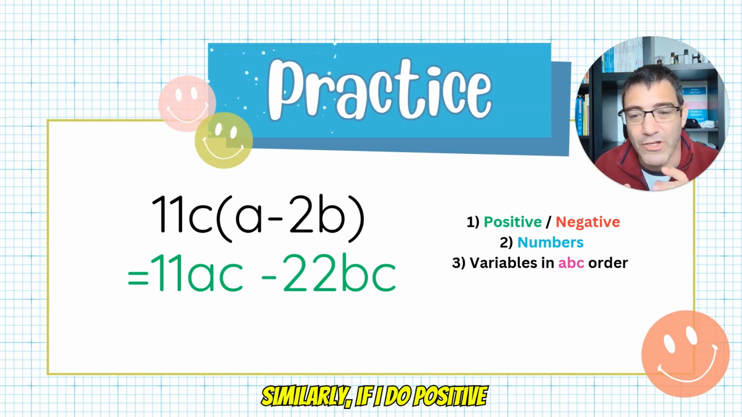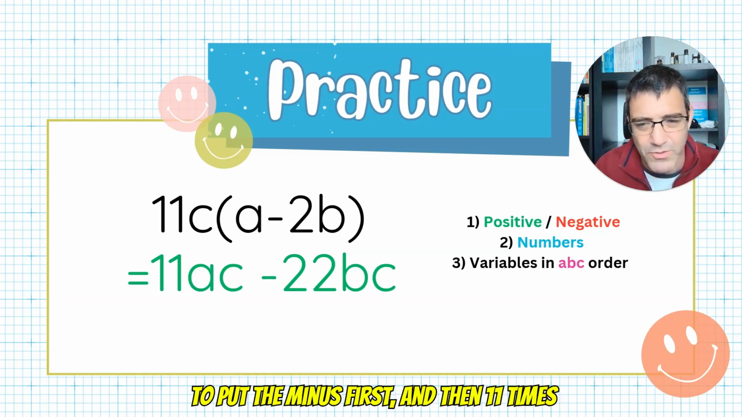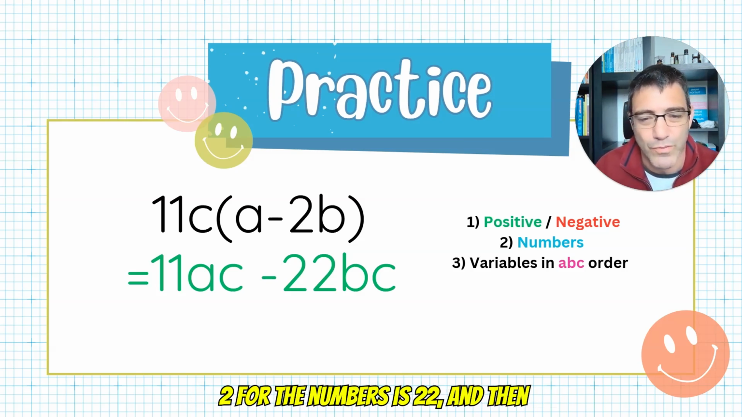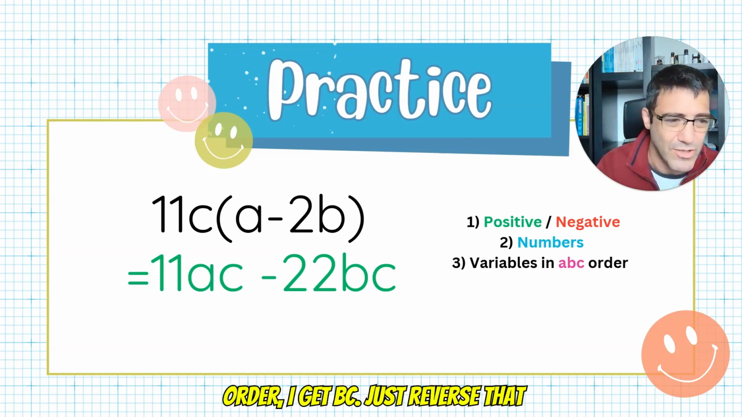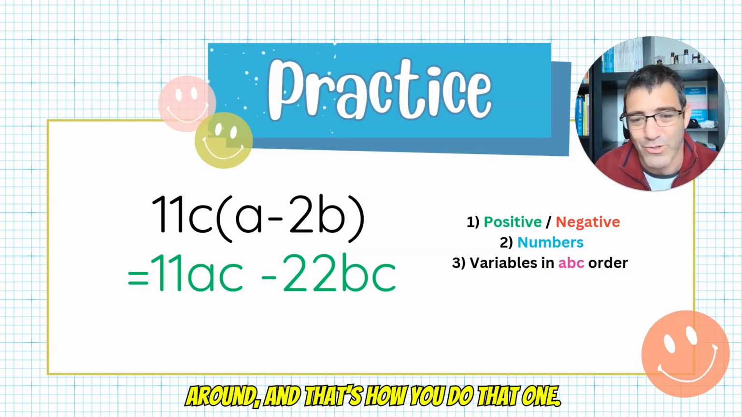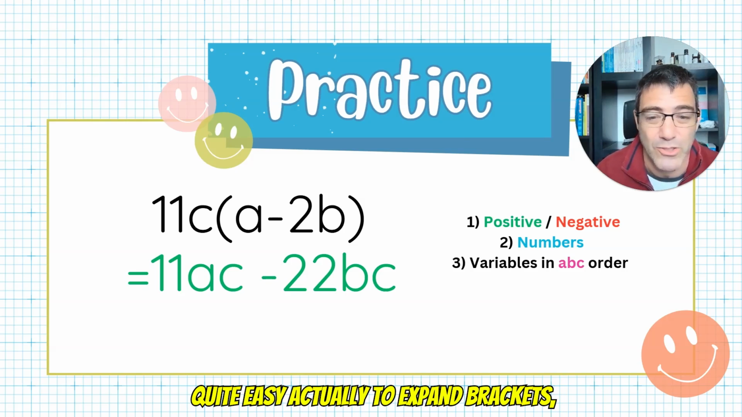And then similarly, if I do positive 11c times negative 2b, well, positive times negative is negative, so I'm going to put the minus first. And then 11 times 2 for the numbers is 22. And then cb, if I put them in alphabetical order, I get bc. So I just reverse that around, and that's how you do that one. So if you follow this technique, it'll be quite easy actually to expand brackets.